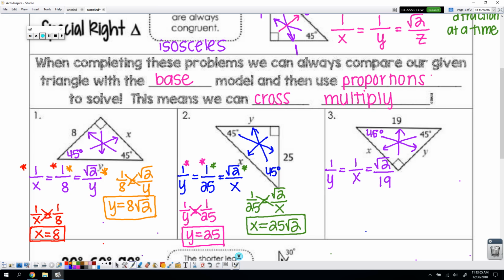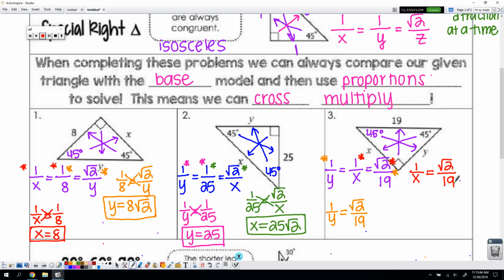So same sort of thing. I'm going to go through 1 with variables, 1 with all numbers, 1 over y equals the square root of 2 over 19. And then I'm going to do the same exact thing. 1 with variables, 1 with numbers, 1 over x equals square root of 2 over 19. Now if you notice, our two setups are exactly the same. One has an x and one has a y.